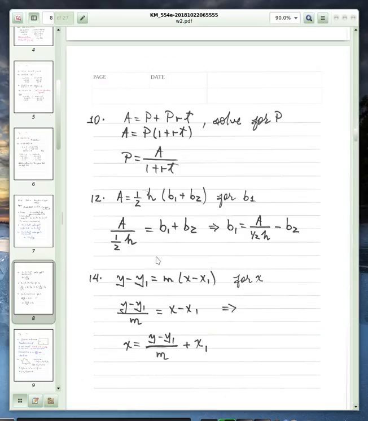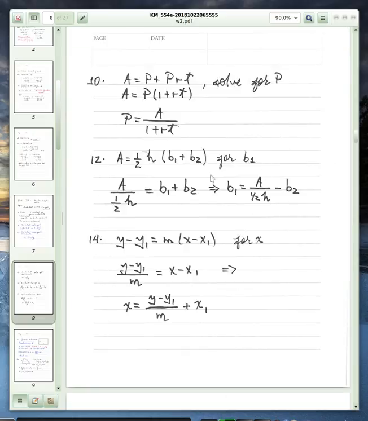Question 10 is the same problem. We have to solve for p. P is in two places, so we factor out p, and we have now p times 1 plus rt. Next step is just to move 1 plus rt from multiplication position to division under a. And here you have the answer.